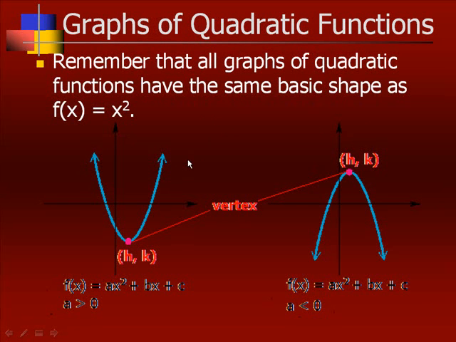Now, remember that all graphs of quadratic functions will have the same basic shape as x squared. It's going to be a parabola. Some of the parabolas are going to open upward, some are going to open downward. What tells us is this number in front of the x squared. If the a term is positive, then we know that our parabola will open upward. If the number in front of the x squared is negative, then we know that the parabola will open downward.